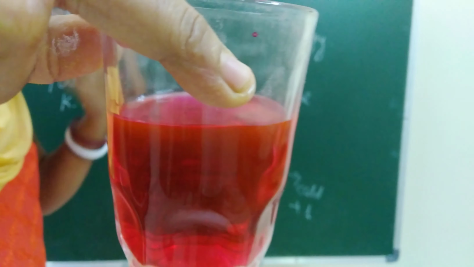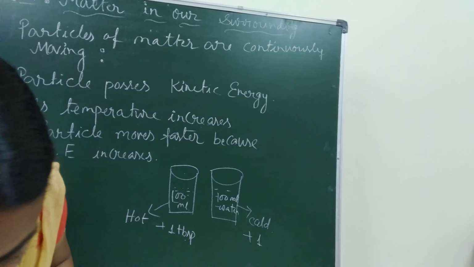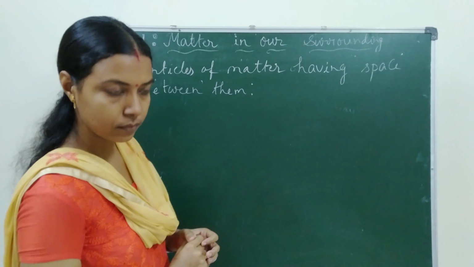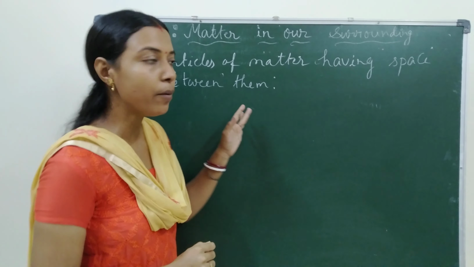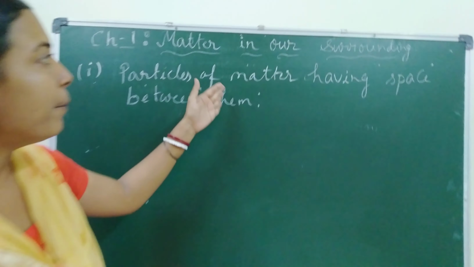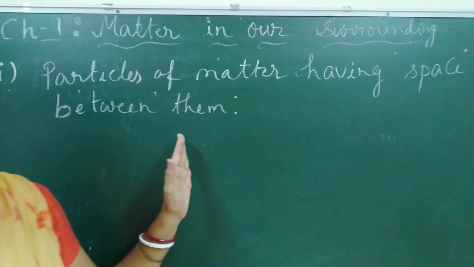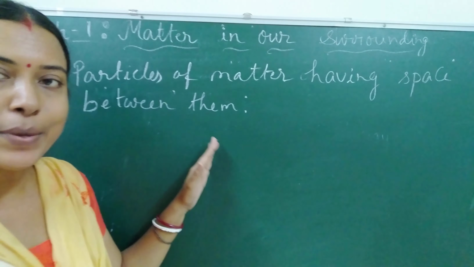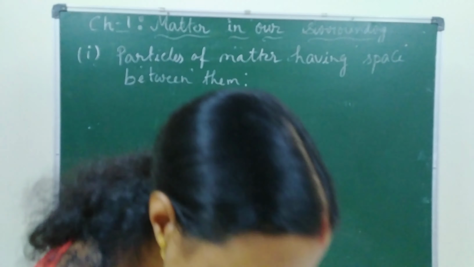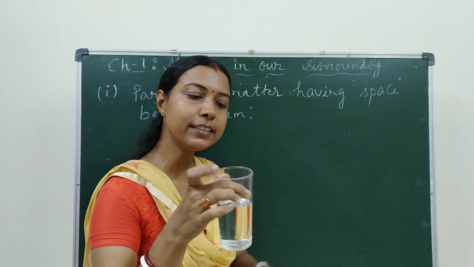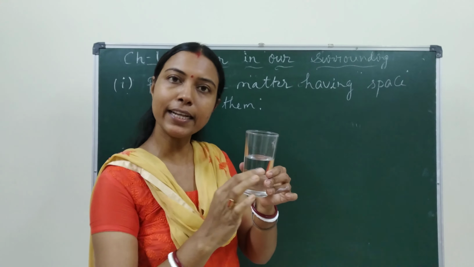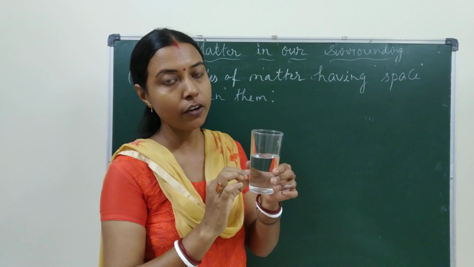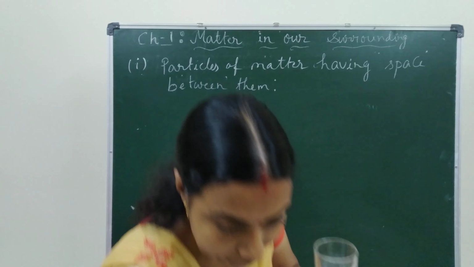Next, now the second property. The second property is particles of matter have space between them. Just like in a glass, water is there. So water particles are there, and between the water particles space is there. So we'll show one activity.